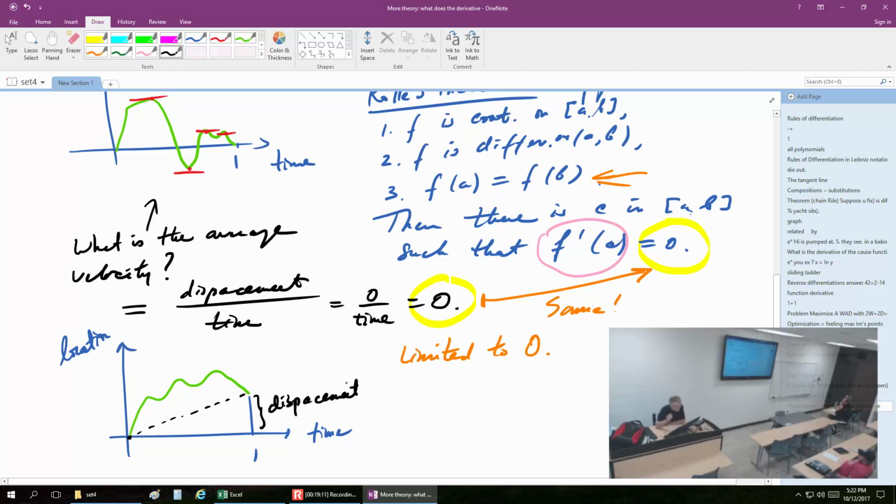Now, as you said, the average velocity is equal to the slope of this line, this very important line. Okay, so where is instantaneous velocity? At some moment, that's what we want to conclude, at some moment of time, your instantaneous velocity was equal to the average velocity. Can you conclude that and explain it graphically?